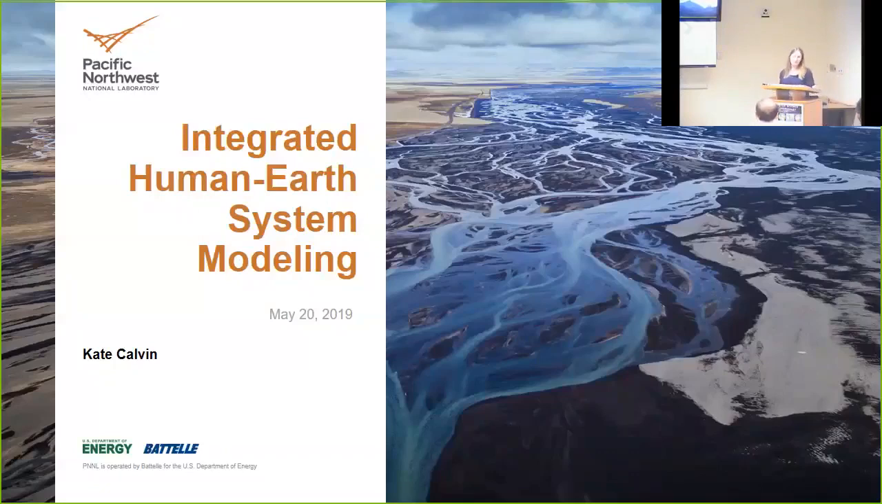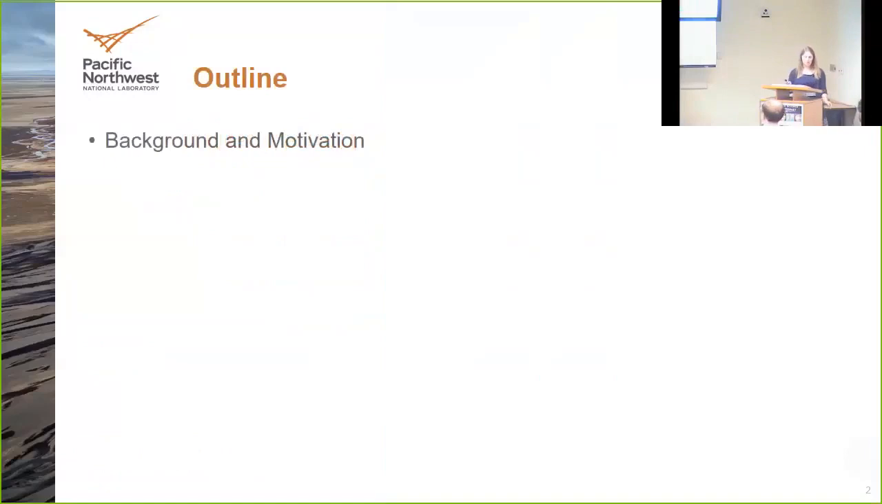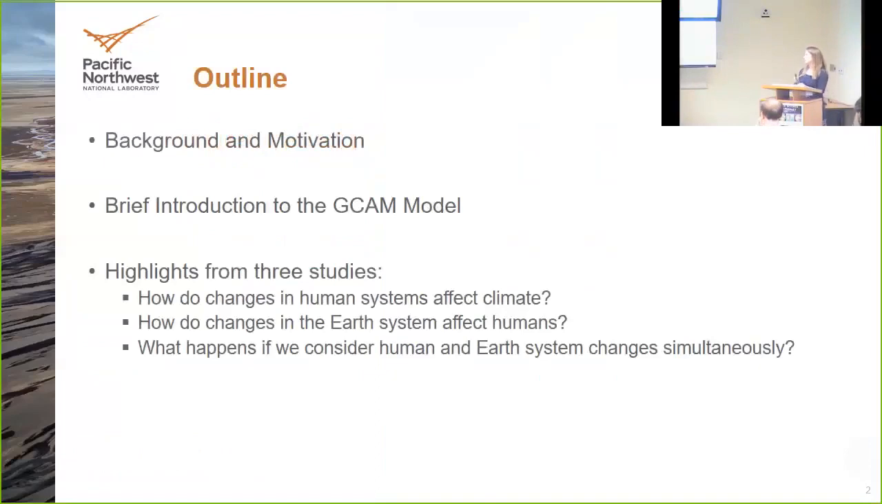So as John mentioned, I do research on integrated human-Earth system models, and I work at the Joint Global Change Research Institute, which you may not know is downstairs. So this is a pretty quick trip for me, despite the fact that I officially work for the Pacific Northwest National Lab. What I want to talk about today is some background and motivation on why I do this sort of research, a brief introduction to the model I'm going to use, and then three highlights from three different studies. One looking at how human systems affect climate, the second looking at how climate changes affect human systems, and the third looking at what happens if you examine these two things at the same time.